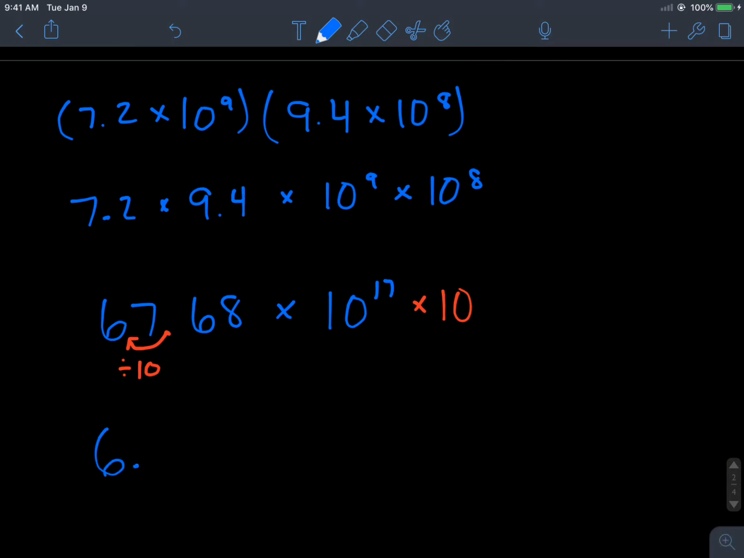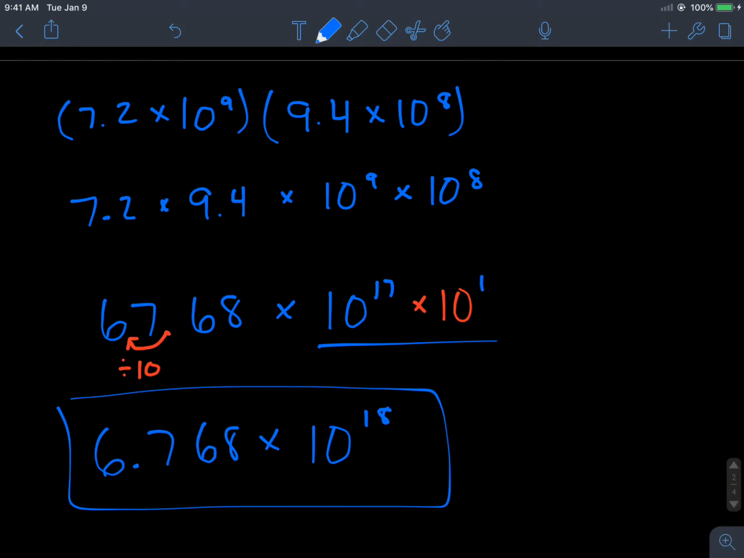So if we swing that decimal back one, 6.768 times 10 to the, well, since we did 10 to the 17th times a 10 to the 1st, that makes this 10 to the 18th. Okay.